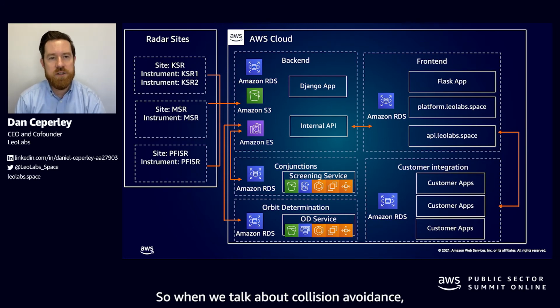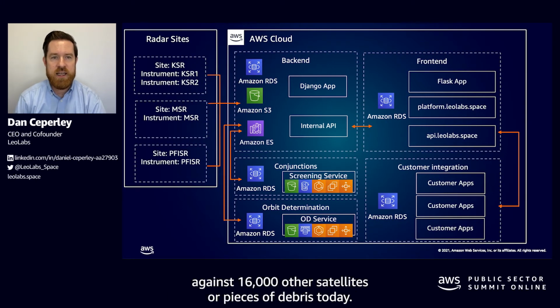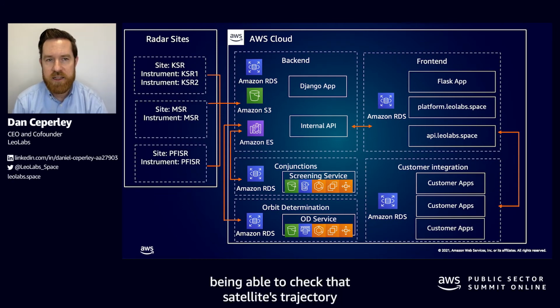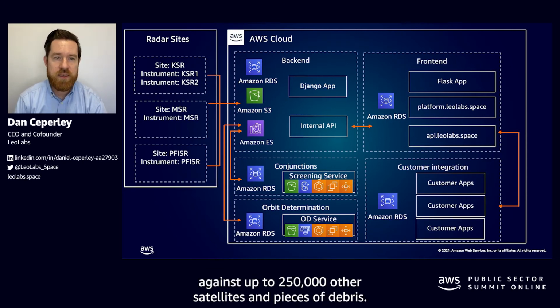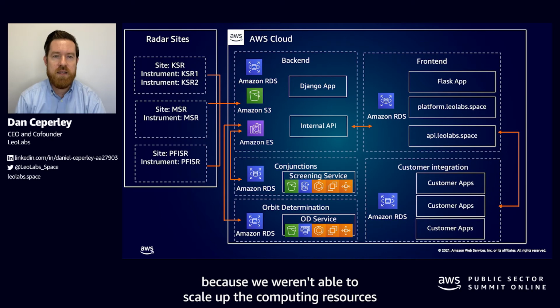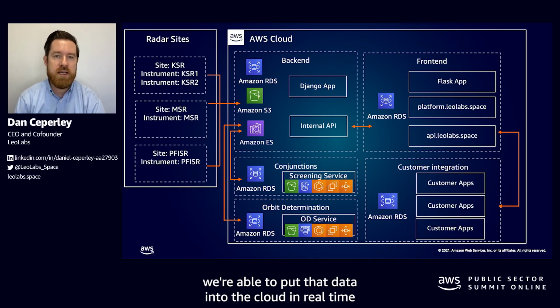So when we talk about collision avoidance, we may be focused on a single satellite. We're actually talking about being able to check that satellite and its trajectory against 16,000 other satellites or pieces of debris today, and in the course of the next couple years, being able to check that satellite's trajectory against up to 250,000 other satellites and pieces of debris. This is a task that frankly used to be impossible because we weren't able to scale up the computing resources to be able to do that in any sort of reasonable amount of time. But now that we're working in the cloud, we're able to put that data into the cloud in real time, and we're able to conduct those searches in real time.